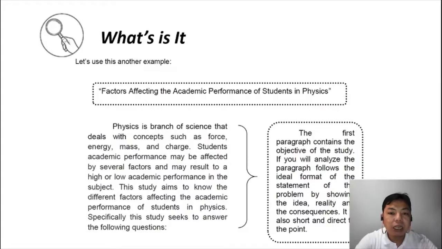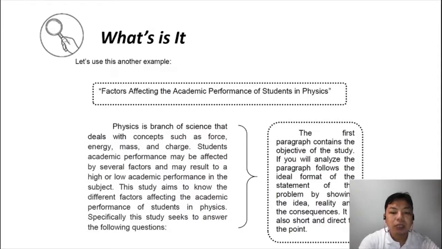So, yung ideal natin, yung first part, wherein ina-explain dito kung ano yung ideal concept ng physics natin. Physics is a branch of science that deals with concepts such as force, energy, mass, and charge. Doon naman sa susunod is yung reality. Students' academic performance may be affected. So, pwede maapektuhan yung students' academic performance with several factors sa pag-aaral nila ng basics. So, that is the reality. And also the consequence is also presented here. Okay? So, yun yung first part natin.